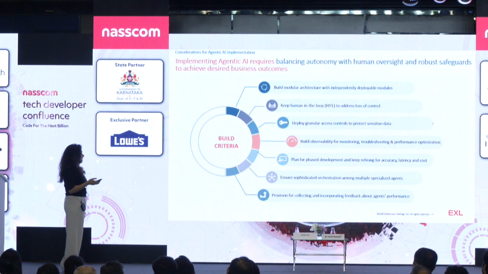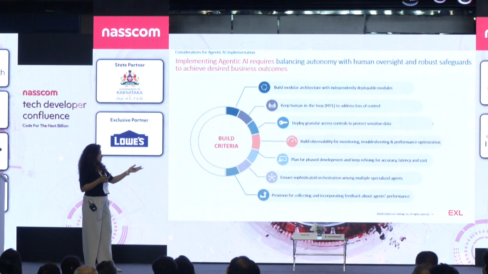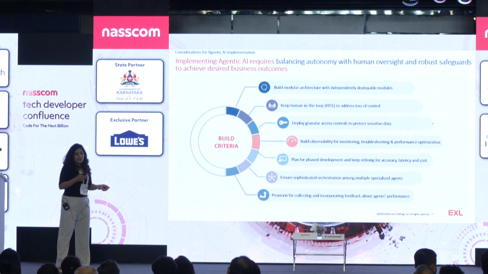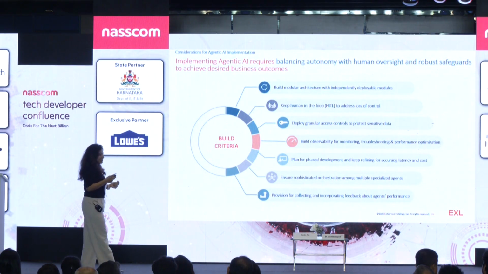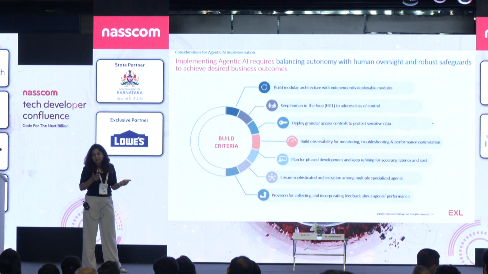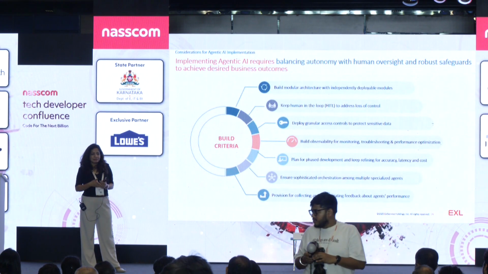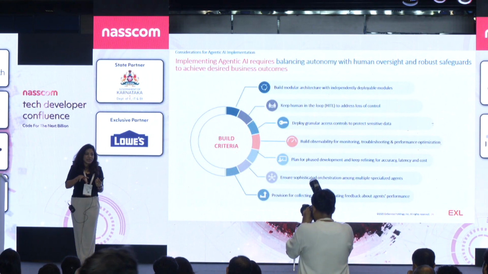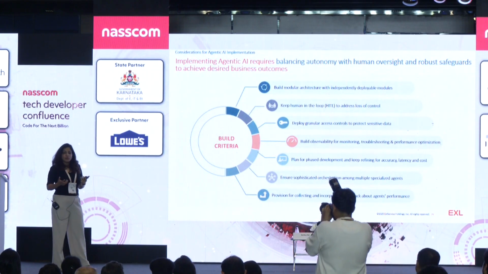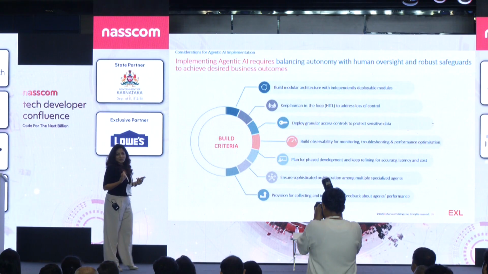Then we say to plan for phased development and keep refining the accuracy, latency, and cost. We all know that we should do it, but it becomes difficult, right? As I said, when you create a POC, you don't actually think about full-scale deployment. You somehow try to prove it; as the name itself suggests, it's a proof of concept. Once the proof of concept is done, do we actually write the code from scratch again? No, right?